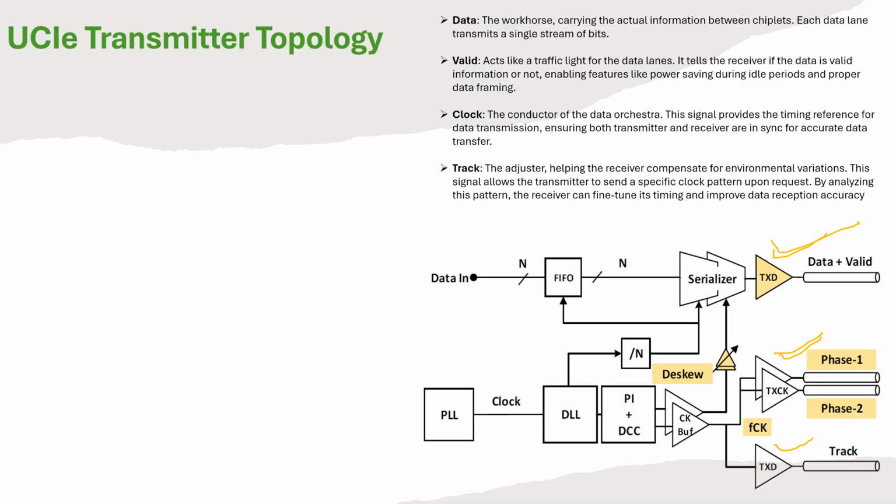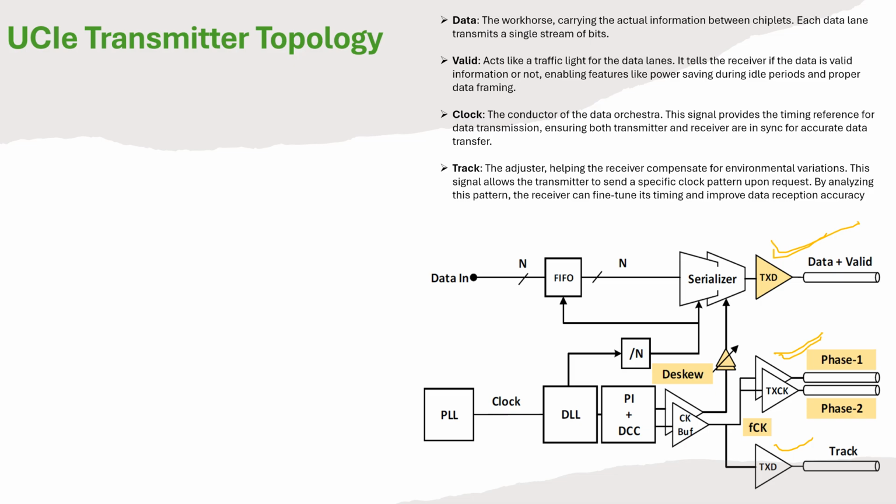There are data, of course: data, valid, clock, and track. Okay, track. So what is data then? Data is a workhorse. It carries the real, actual information between the chiplets. Each data lane transmits a single stream of bits. For example, if we have 64 data lanes, it means we need 64 transmitters or driver lines. Okay, so data is that.